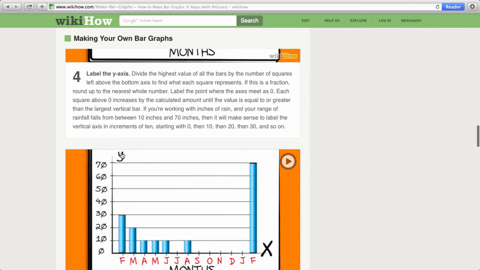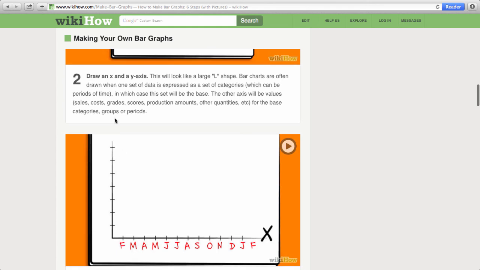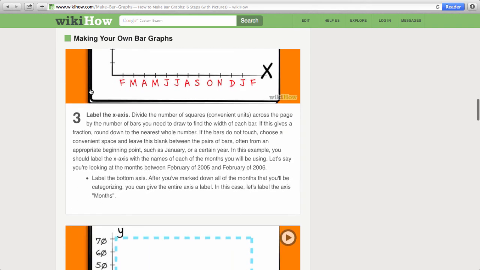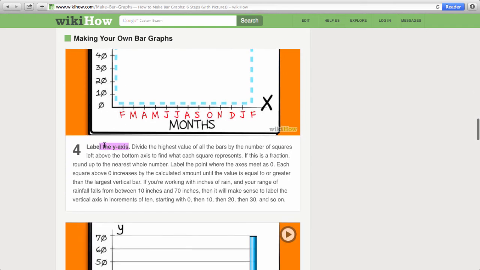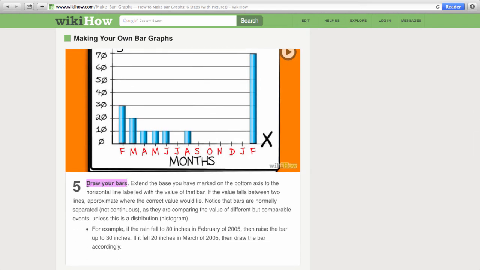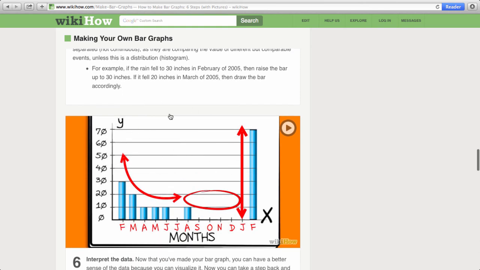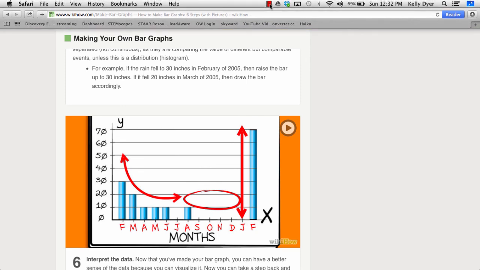Okay, so in your notes, you should have number 1, collect data. Number 2, draw an X and Y axis. So that should be number 2. Number 3, label the X axis. So that's what you did there. Number 4, label the Y axis. That's what you did there. Number 5, draw your bars. Okay. Something that is not on here is that your bar graph needs to have a title. So our title would be distance of planets from the sun.